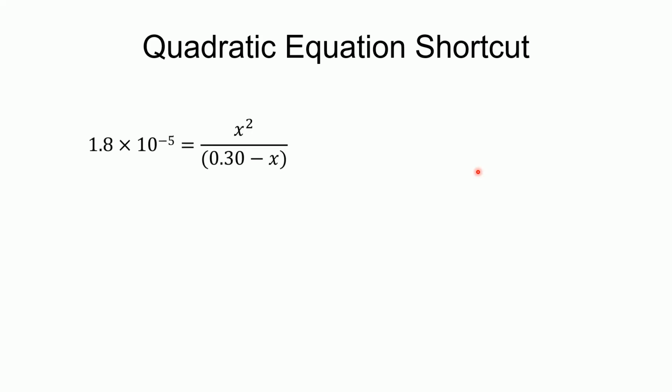We know that X is small. This is a weak acid. X is the amount that it dissociates, and so we know that X is a small value. Well, our shortcut is to say that X is such a small value that it doesn't really change this quantity. So this is 0.30, and it doesn't change very much. Because X is small, we can neglect it, and that is our shortcut.